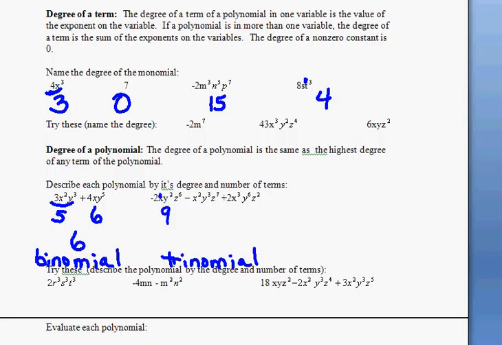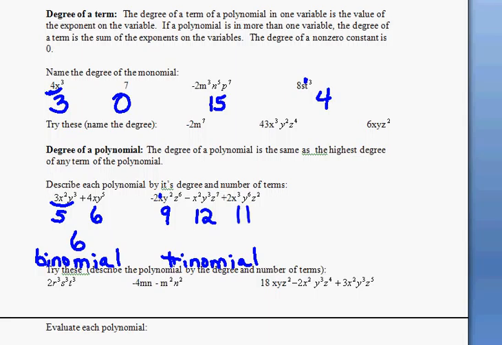Here I have a 7, a 3, and a 2. 7 and 3 is 10 and 2 is 12. The degree of that term is 12. Remember, I'm determining the degree of each term individually. So now my last term is 2 plus 6 is 8, plus 3 is 11. The degree of that term is 11.